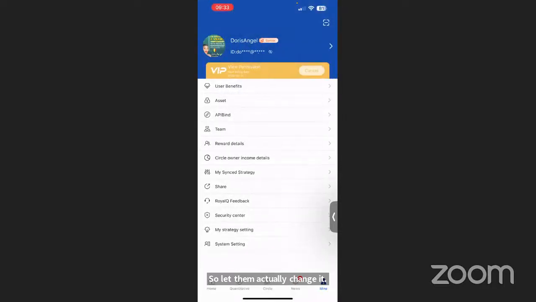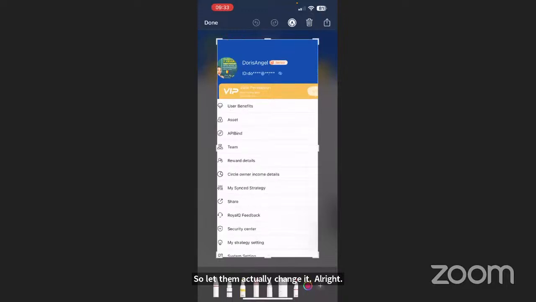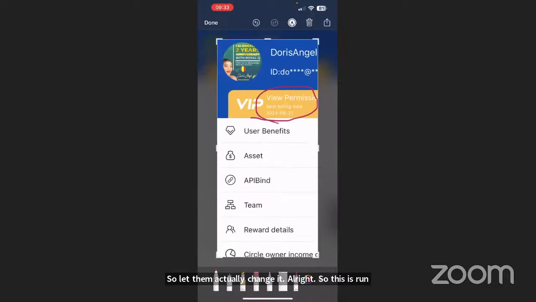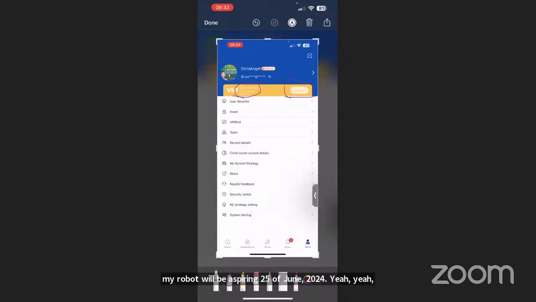All right. So this is when my robot will be expiring: 21st of June 2024. Yeah, my money is there. You can see my renewal is on automatic. So once we catch 21st June, my robot will extend to 2025. My upline will make $65 because I'm his direct downline and he's on the 5th rank. I pray maybe by then he would have gotten to the 6th rank, so he will earn $70, not $65.